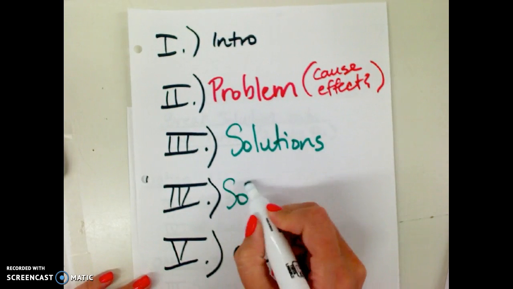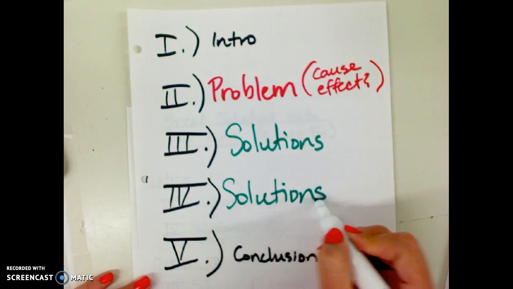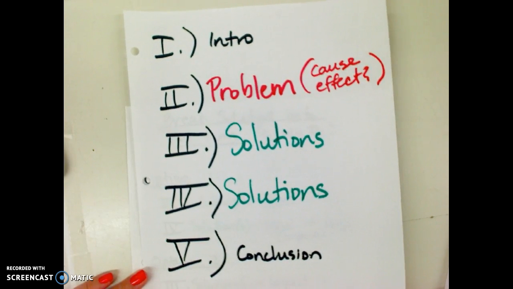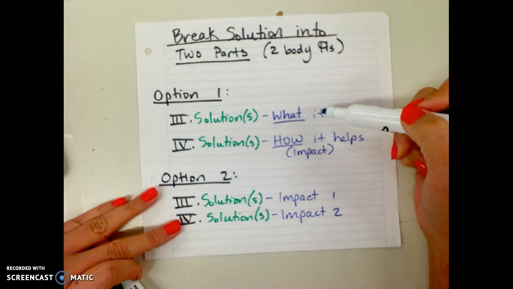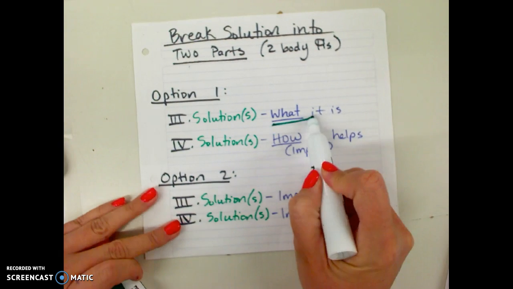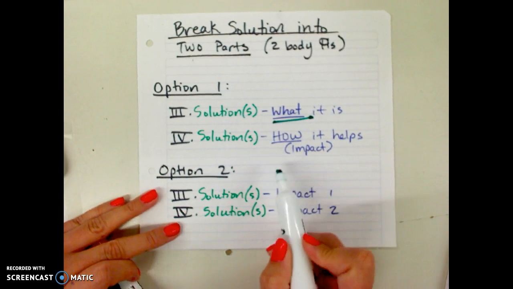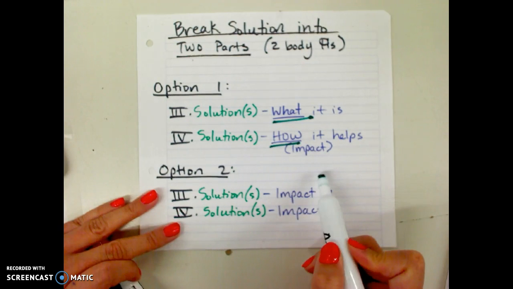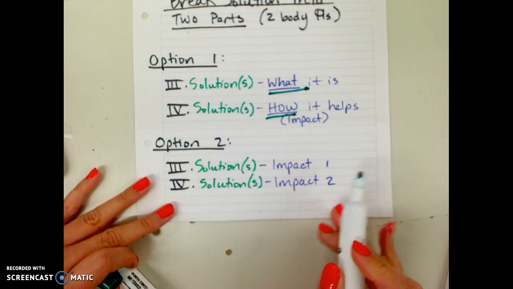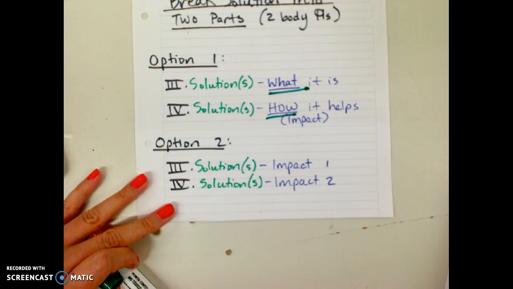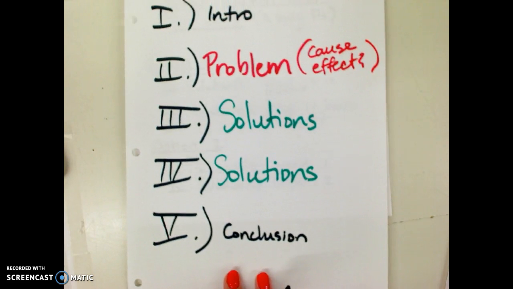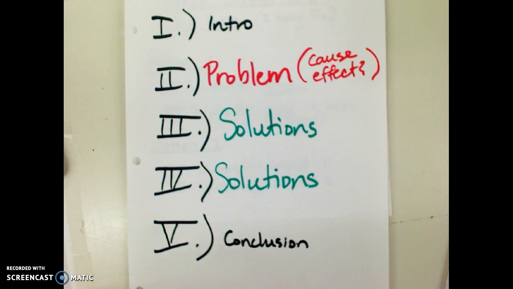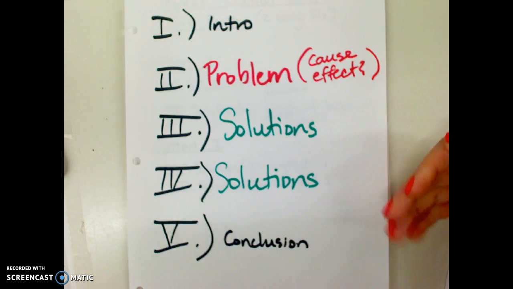Or maybe I want to break it up based on, let's see, if I go onto this next page, will this make sense here? Option 1, my first solutions paragraph could be what is the solution? The second solutions paragraph could be the impact or how it helps. Okay, same thing here. You could break this up into impact 1 or impact 2. So really getting students to decide, okay, with the information I have in my notebook, with the pages I've researched, how do I want to structure my essay best?